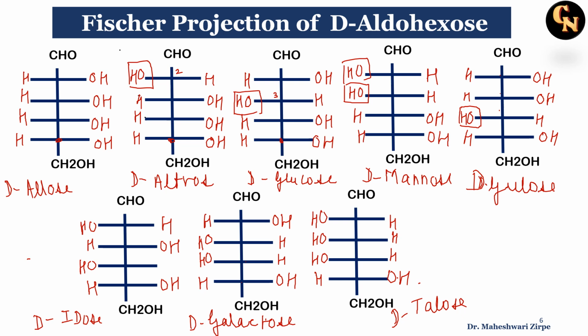So this way we have seen all the Fischer projections for D-aldohexose. Students, just take a screenshot and practice these structures. Practice them on paper, then only you can remember them. Okay, so let us go to the next part. I think you have taken the screenshot. Write it down on your paper and see the structures.